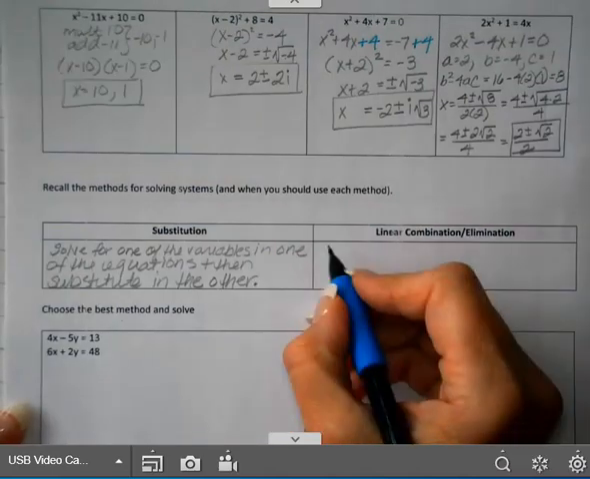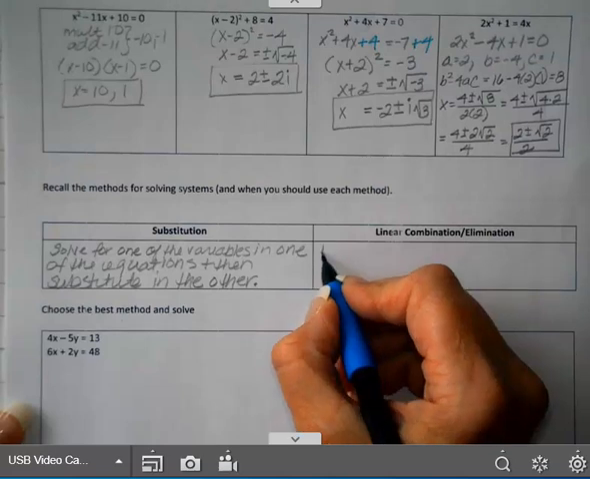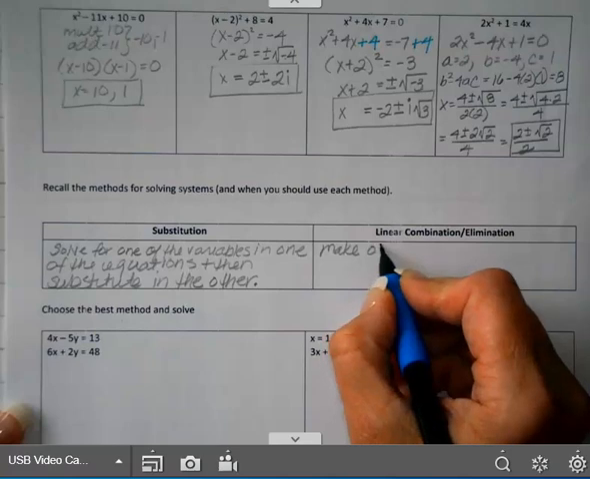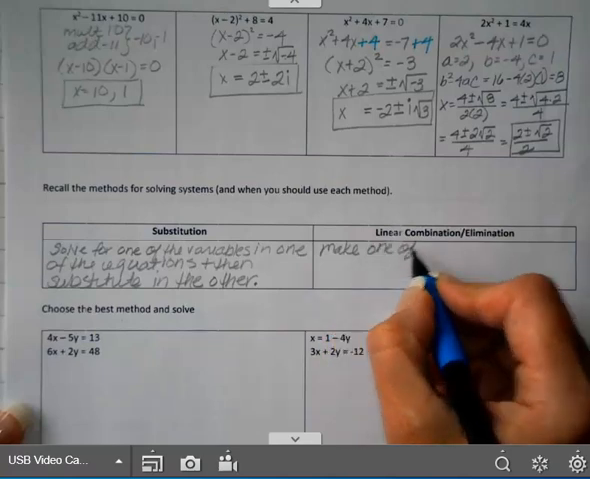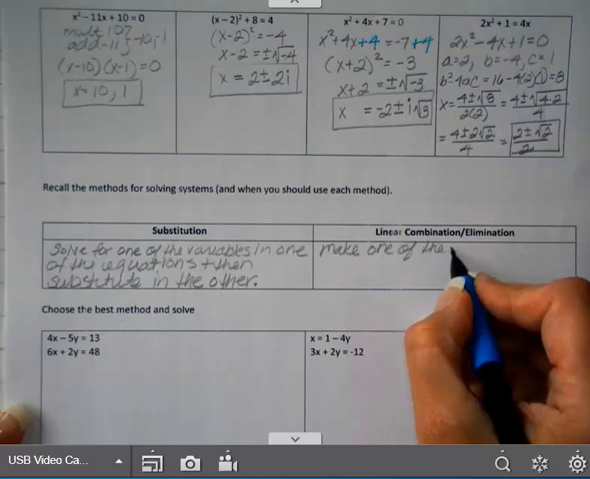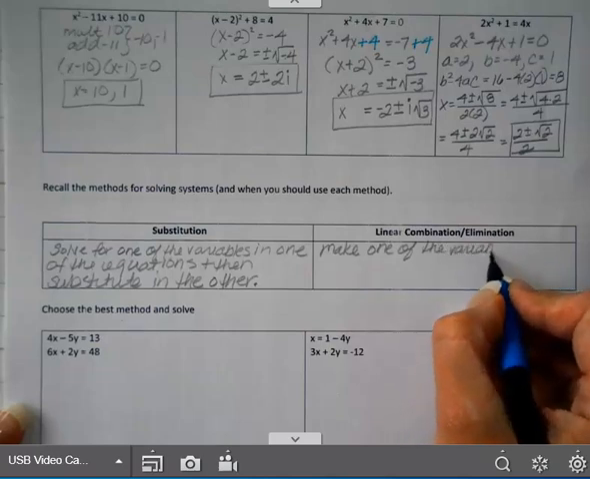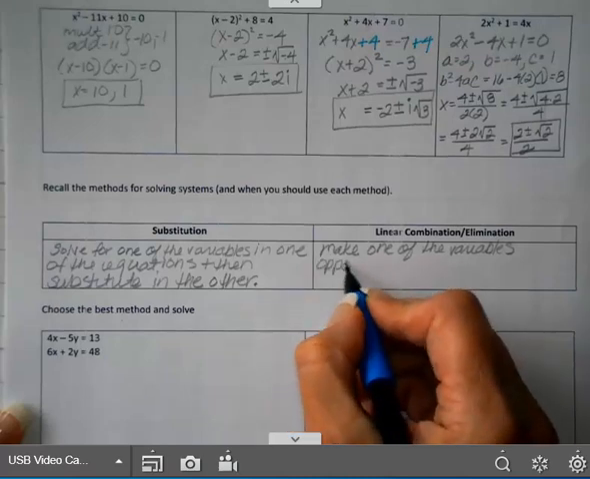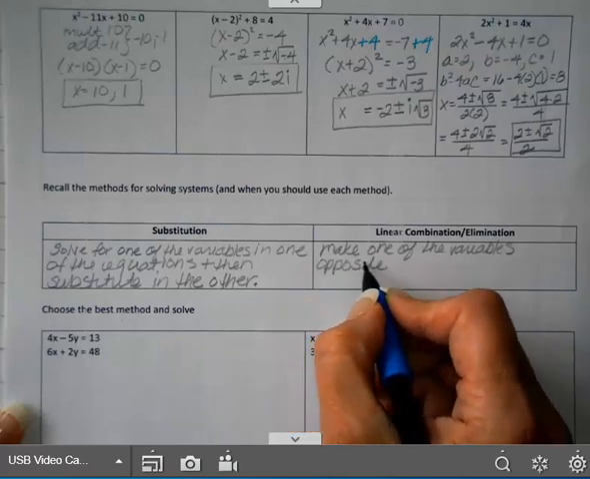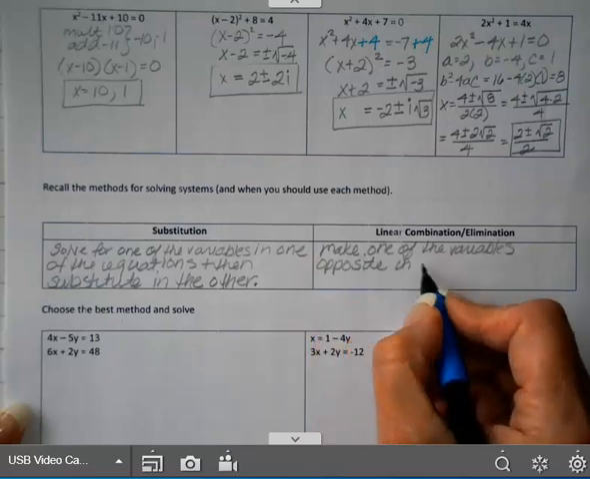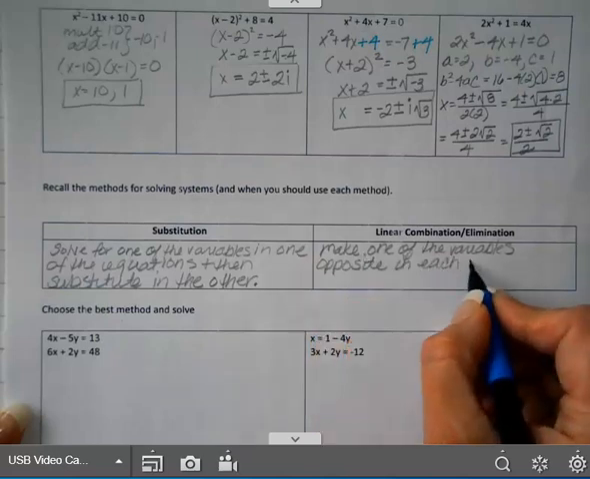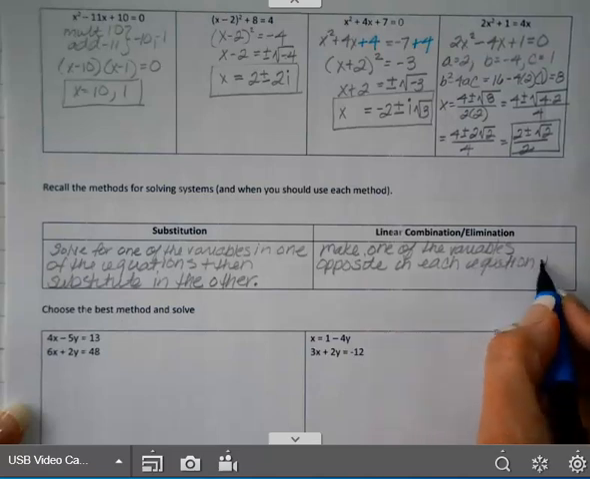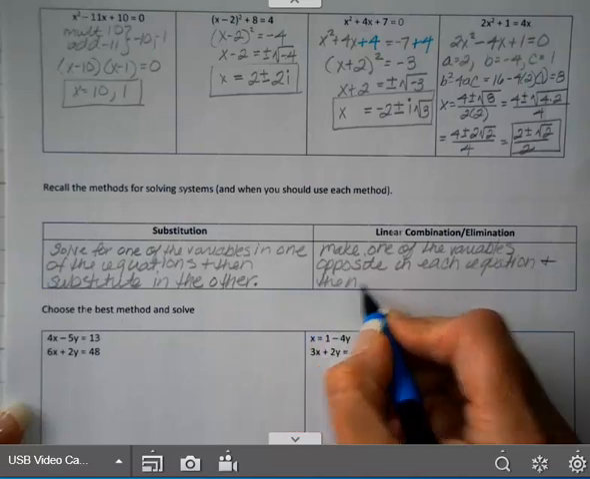For linear combination, you'll make one of the variables opposite in each equation. And then add the equations.